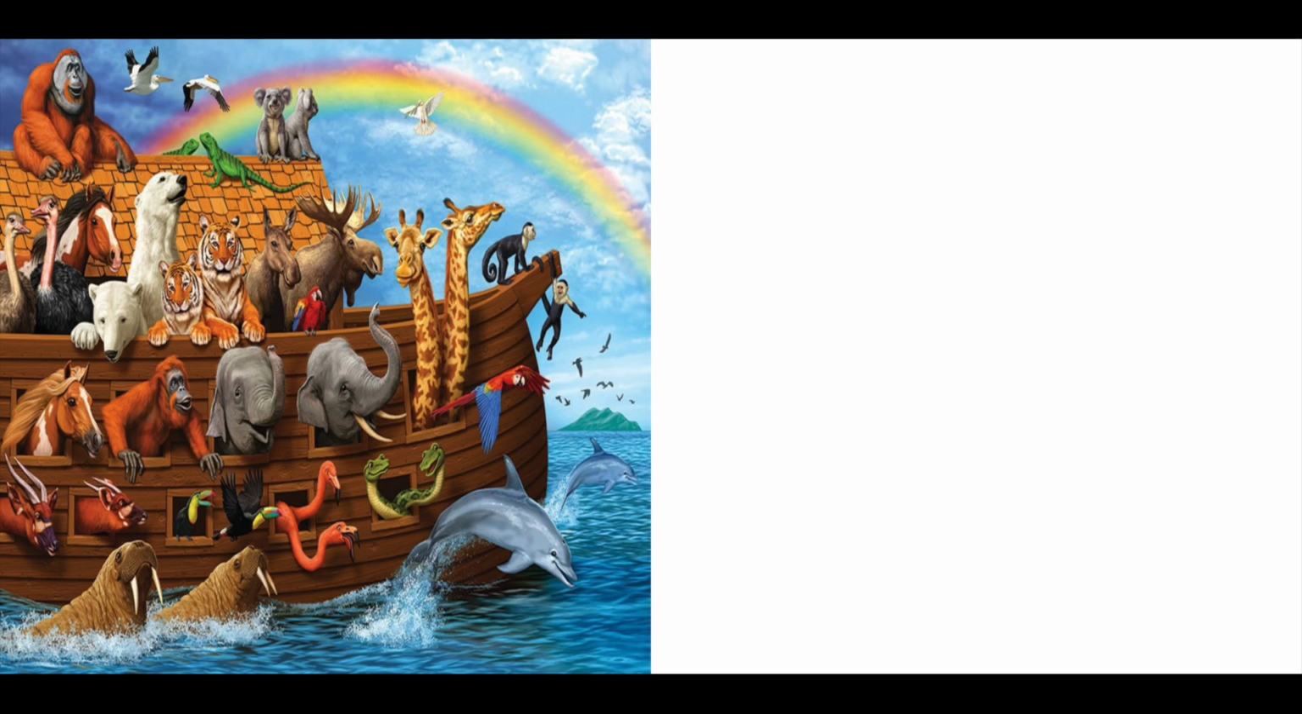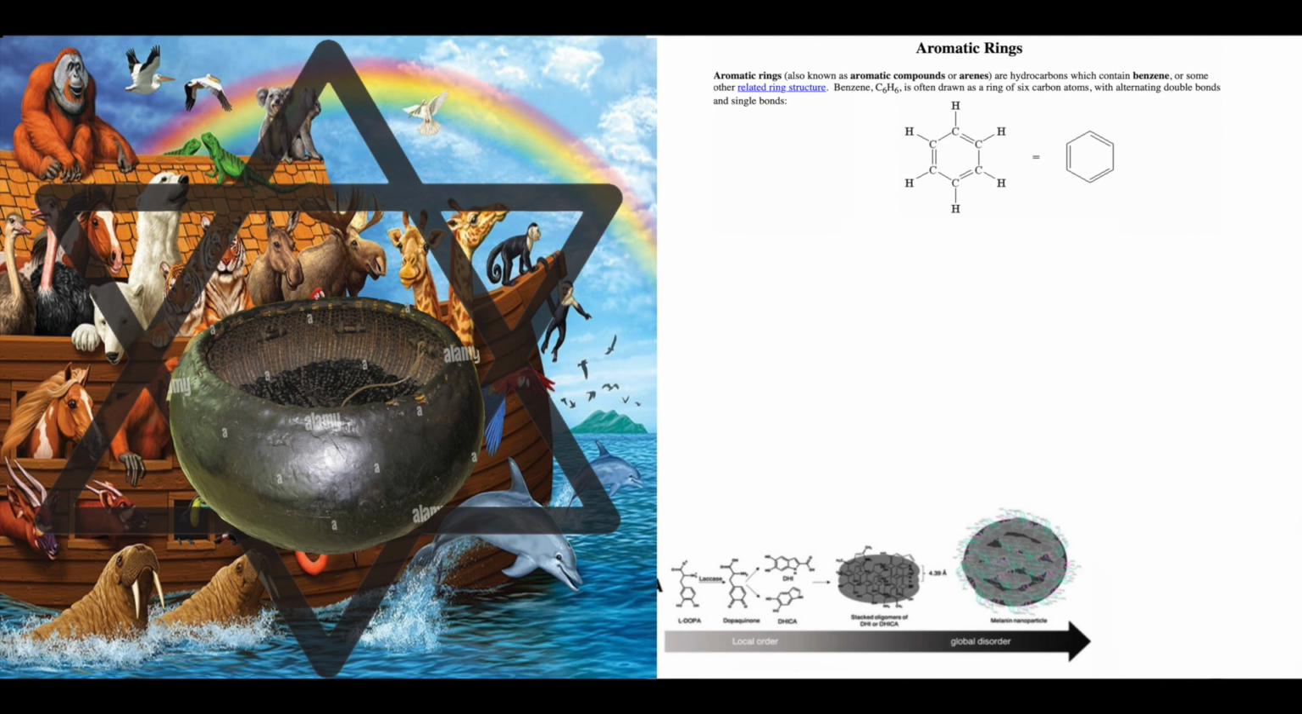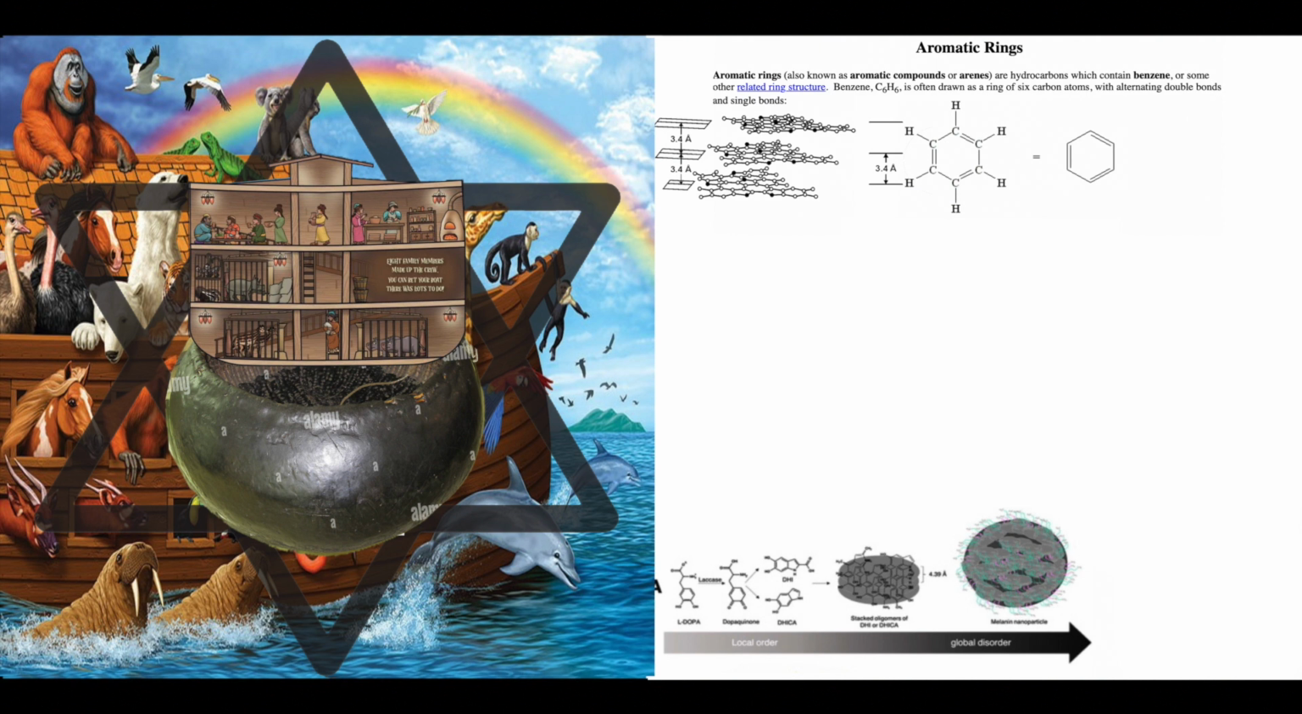In this mnemonic image, Noah's Ark represents melanin. The Star of David represents aromatic rings. The Coracle boat, or Kuphar, represents the melanin macromolecule. The 3 decks of Noah's Ark represent the 3 molecular planes.